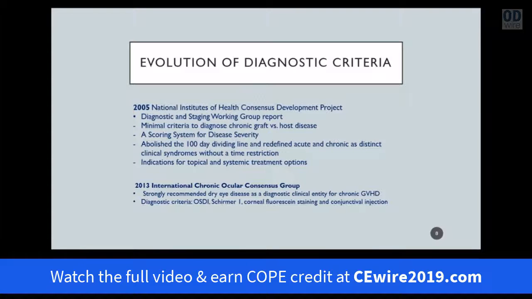To standardize reporting, the 2005 and 2014 National Institutes of Health consensus development projects on criteria for clinical trials in chronic GVHD made recommendations for diagnostic criteria, severity scoring, and response assessments to be used in clinical trials. We do draw on many of these standards in everyday practice, so here's a brief review.